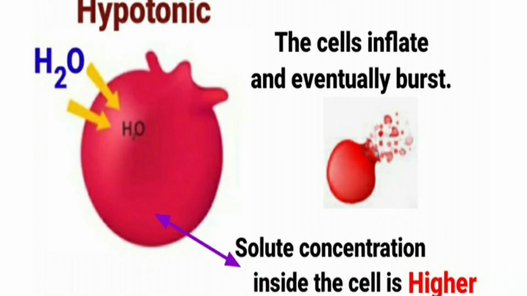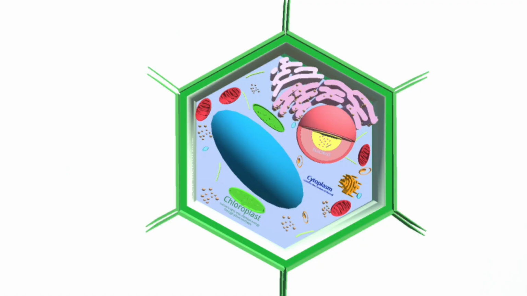But at the same time, if you put an animal cell in a dilute solution, endosmosis will happen. The animal cell will swell up. After some time, it will burst because of the absence of a cell wall.